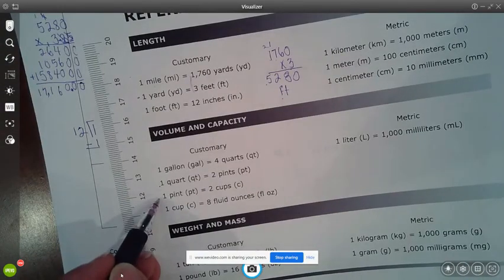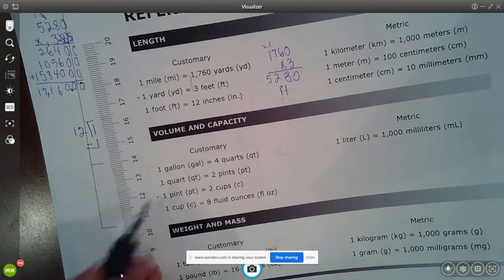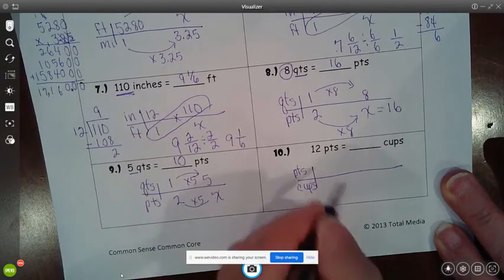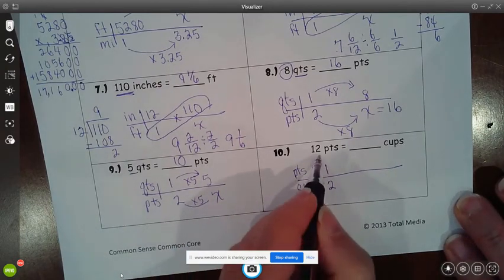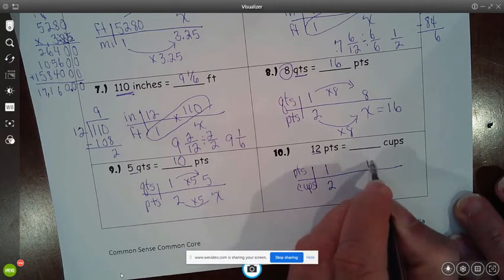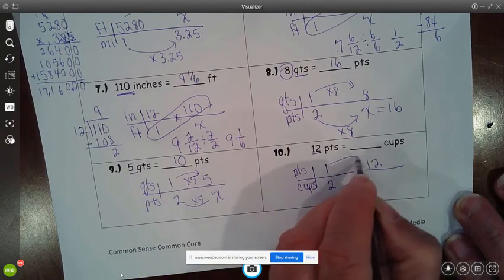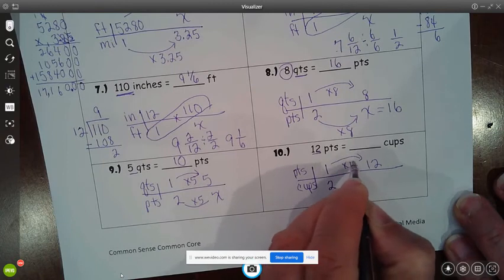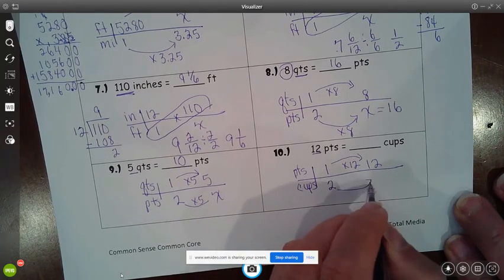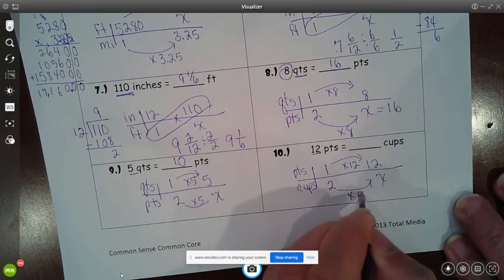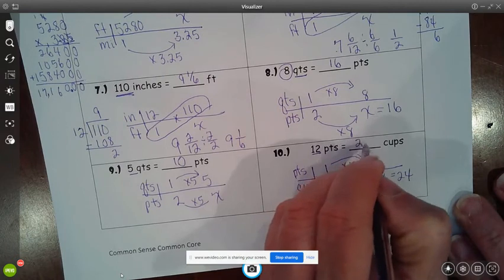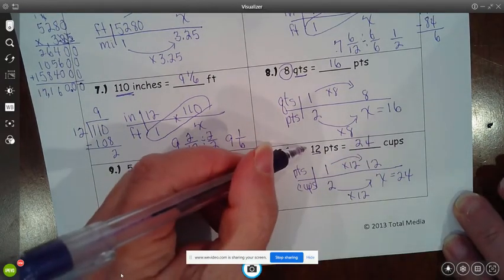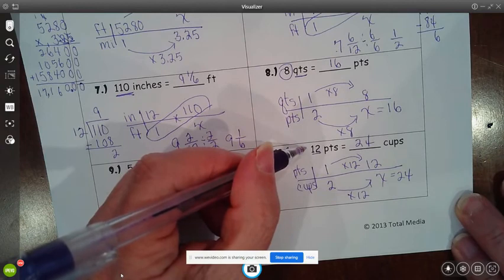So let's look at our chart. 1 pint is 2 cups. Okay, and I'm going to plug in this number with pints. To get from here to here, there's a scale factor of multiplying by 12, which I can do the same here. X is 24. So 12 pints is equivalent to 24 cups.